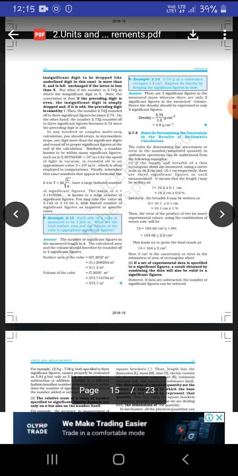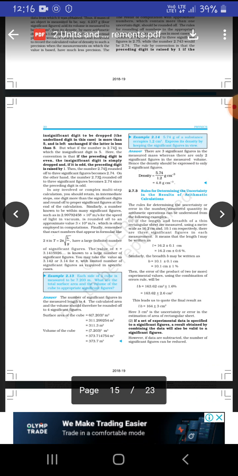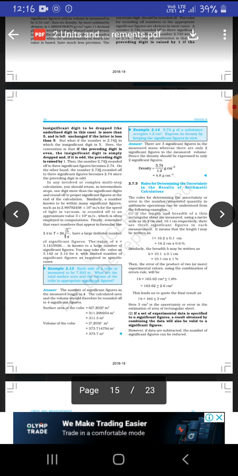Next is the formula: 2 pi in t is equal to 2 pi l by g. It is the formula we are getting. By using this formula, they have given some sums, and we have to solve those sums. Next is rules of determination of the uncertainty of the result of an arithmetic calculation.